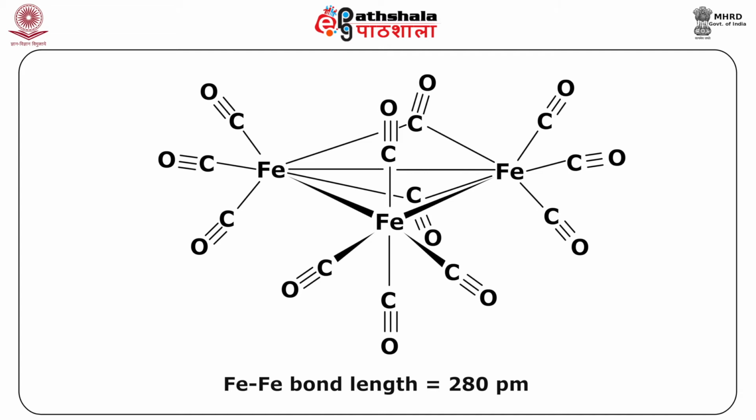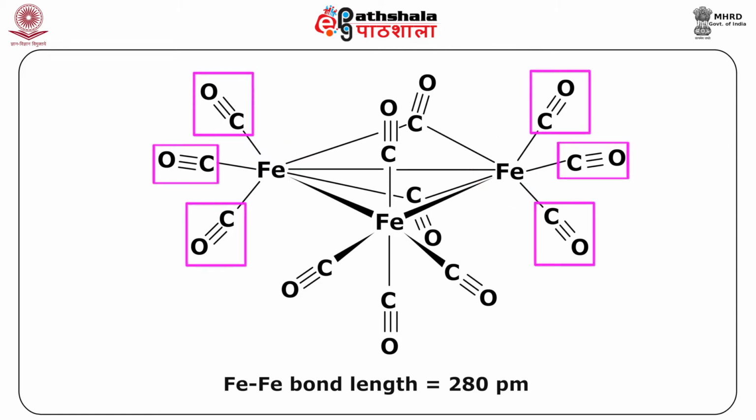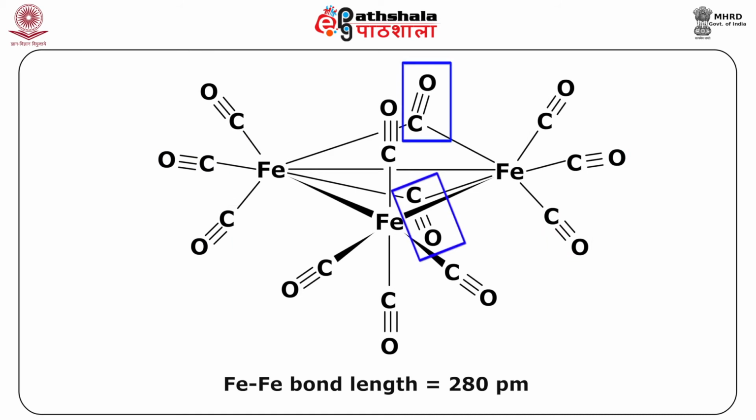The iron-iron atoms in this case are linked together by an iron-iron covalent bond having bond length equal to 280 picometers. And each of the 2 iron atoms here is attached to 3 terminal carbonyl groups, as you can see here, and 2 bridging carbonyl groups. And these 2 iron atoms are attached to a third iron atom by covalent bond.